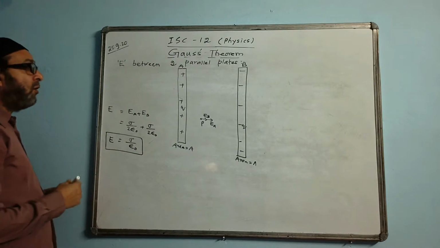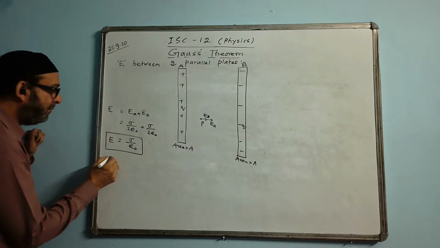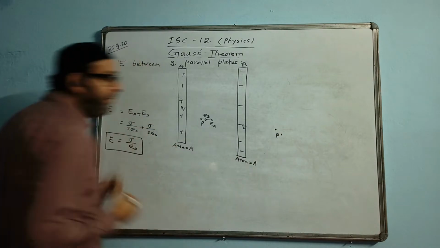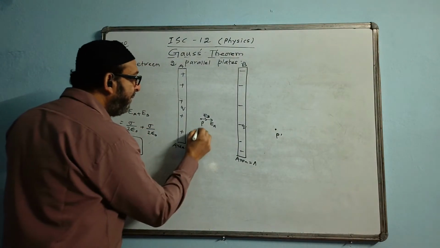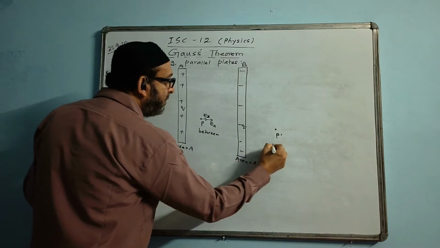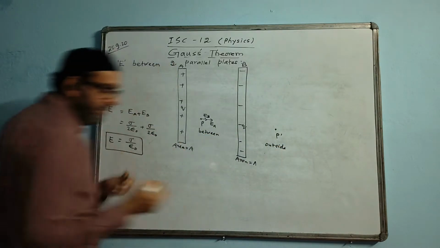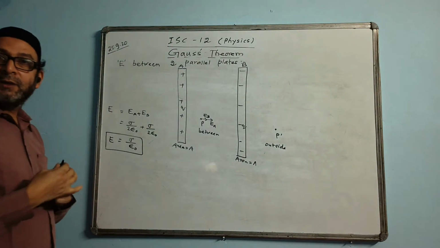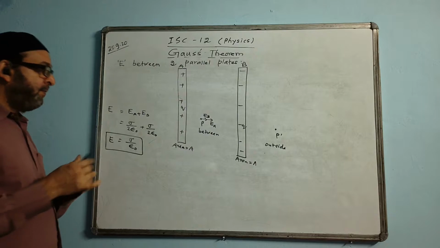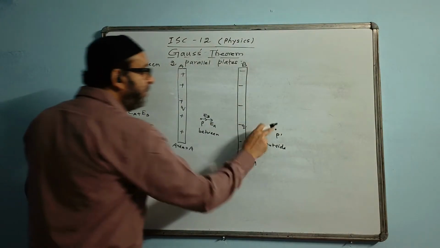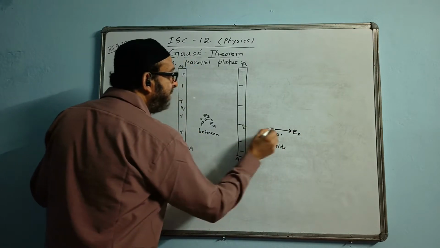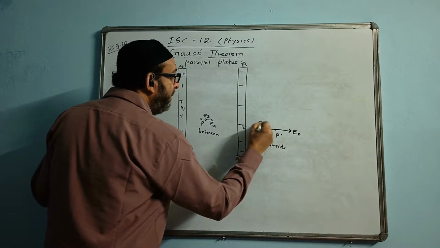And let us choose a point outside. This is in between, which we have found. If a point P dash is situated outside somewhere here, this is the case of between, and this is the case of outside. If the point is situated outside the plates, then what will be the electric field? Now we check. Positive and positive repulsion will take place, so I'll mark EA here. This is minus, this is plus, so it will act like EB.